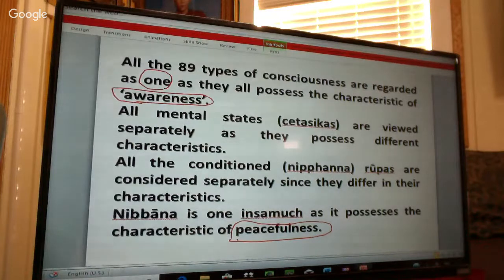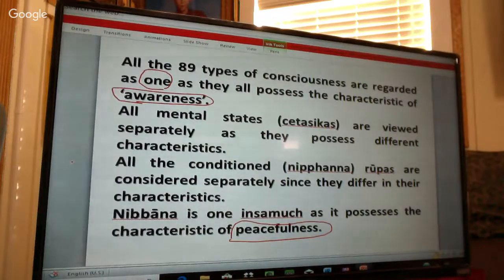The characteristic of Nibbāna is peacefulness. So all are the same from the view of the characteristic. Different supramundane consciousness takes the object Nibbāna, but that Nibbāna is only one because of its characteristic, peacefulness. So altogether we got 72, like this.